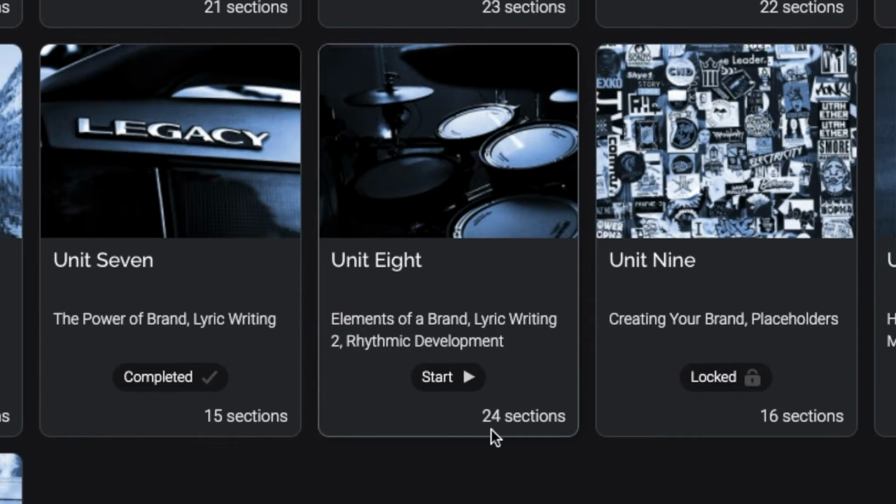Alright, as I said, we are heading into Unit 8 of Level 5. Wait, did I say Unit 9? I might have. I don't know. I am stoked. Let's get right into it. Alright, Unit 8. Elements of Brand, Lyric Writing 2, Rhythmic Development.